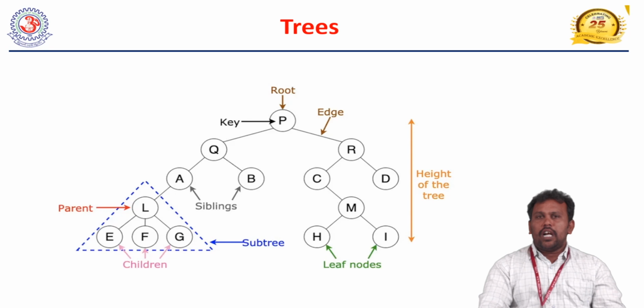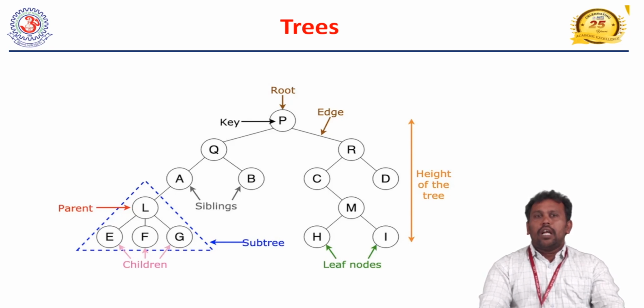Now we'll see an example of a tree. P is the root element because it is the topmost element. The root element has some subroots. Q and R are the subroots of the root P. A and B are the children of Q, and C and D are the children of R.